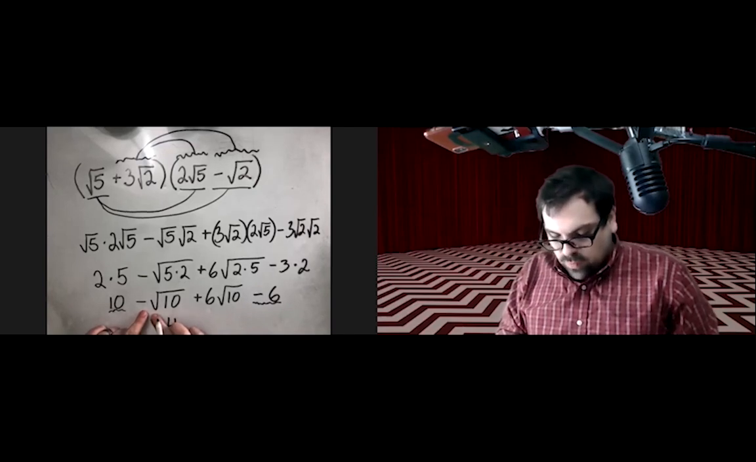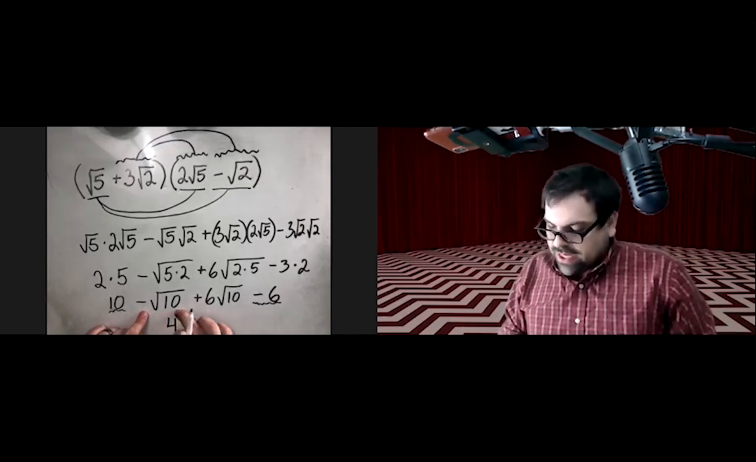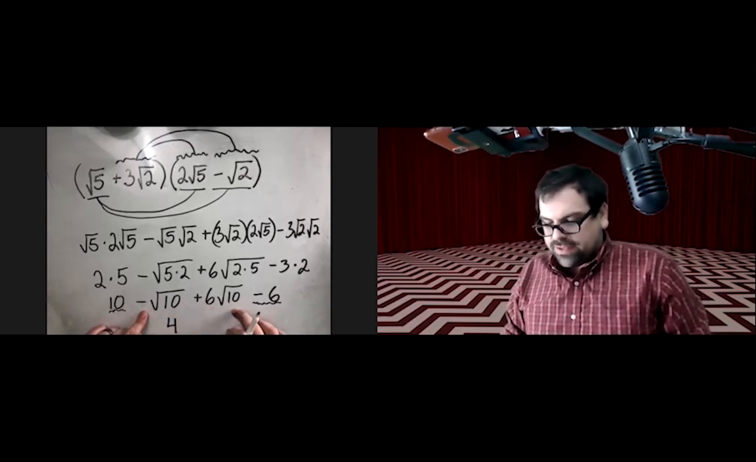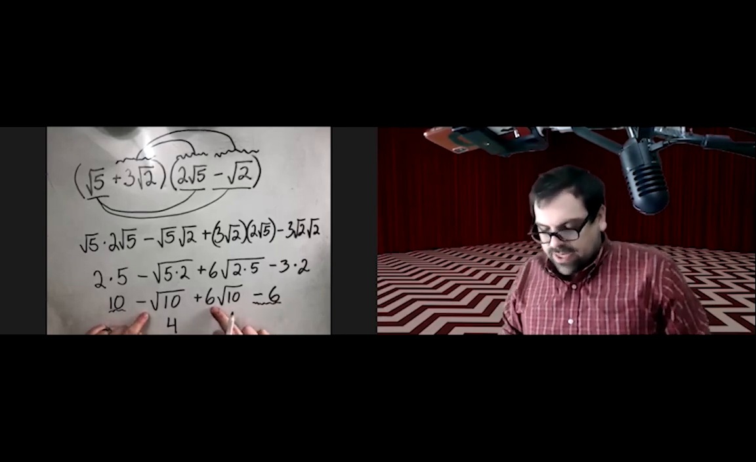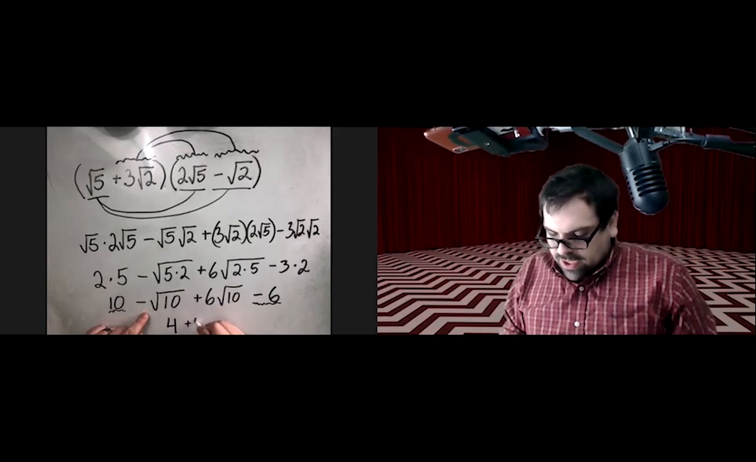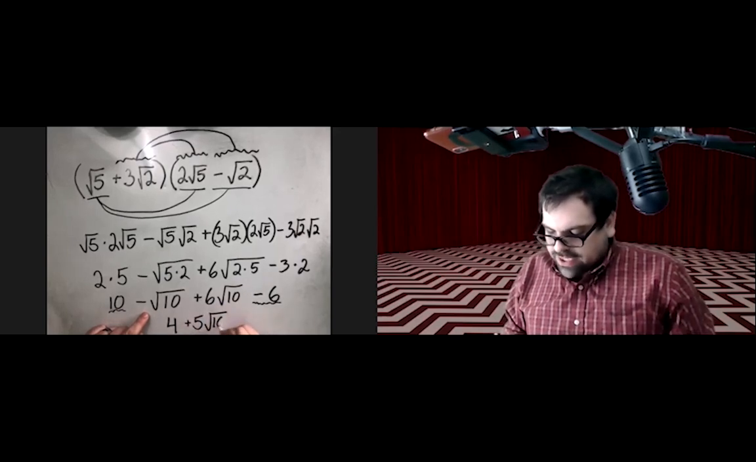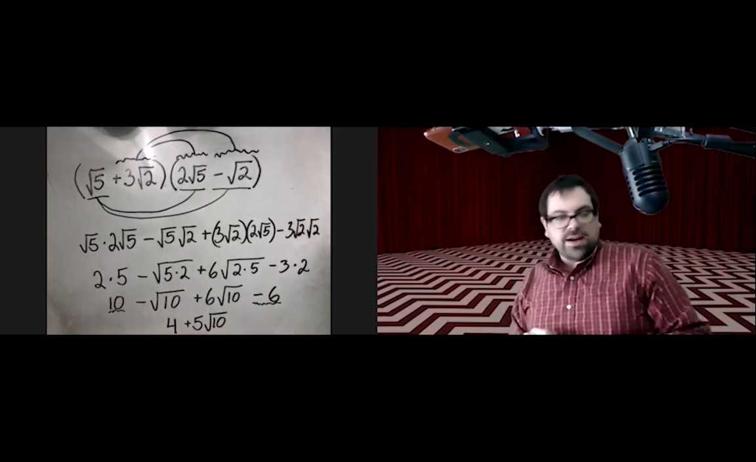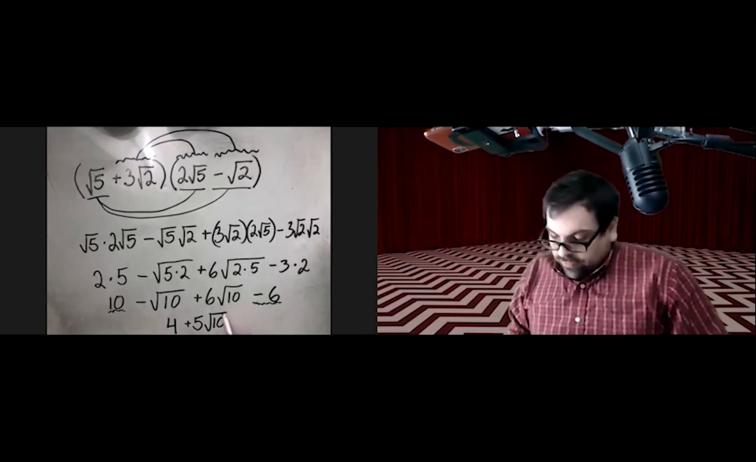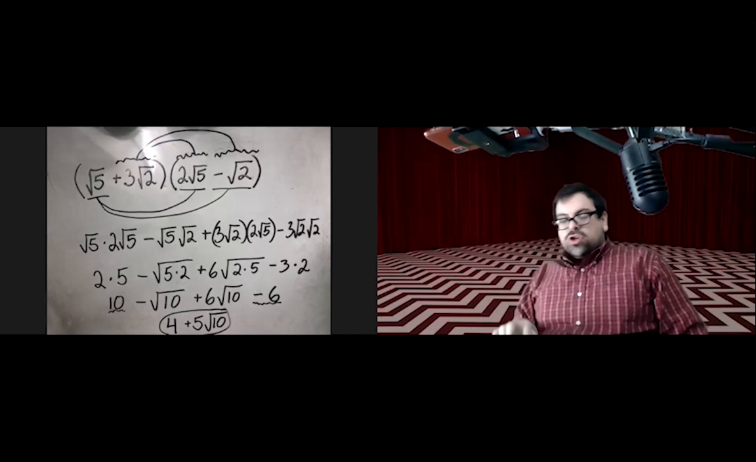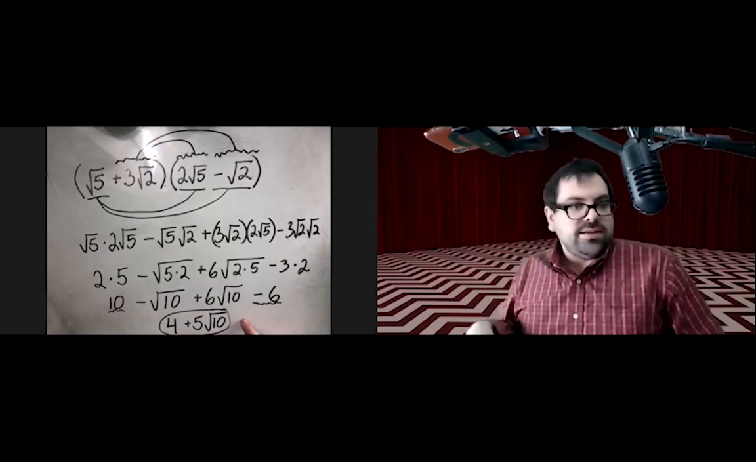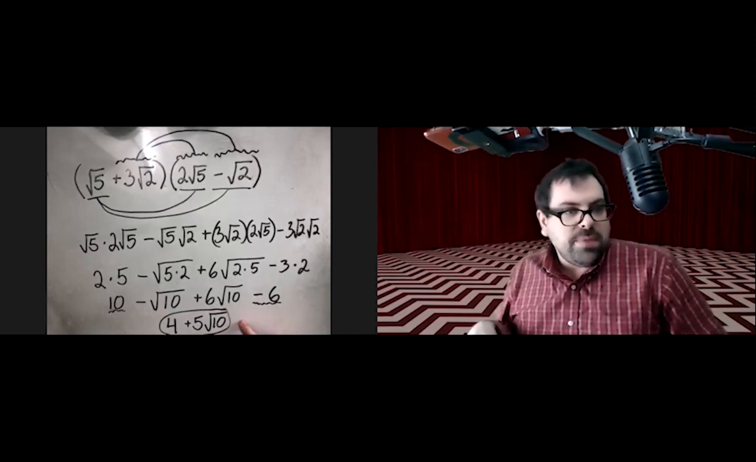And then negative 1 of these radical 10s plus 6 radical 10s would be negative 1 plus 6 of the radical 10s, which would be positive 5 of the radical 10s. So 4 plus 5 radical 10 is the answer. Under no circumstances are you to make this 9 radical 10.